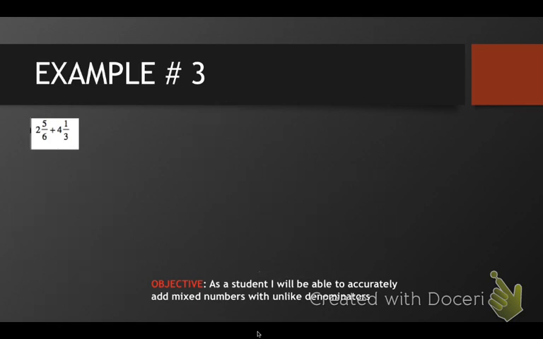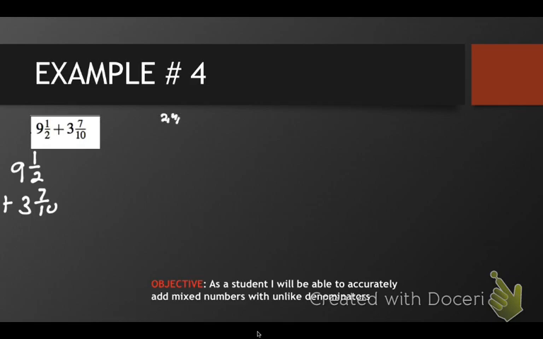We have one more example. Okay, example number 4. Okay, we have 9 and 1/2 plus 3 and 7/10. Same thing. 9 and 1/2, 3 and 7/10. We need to have a common denominator. Pretty sure it's 10, 2, 4, 6, 8, 10. Yeah, 10 works. So let's keep that one over there.